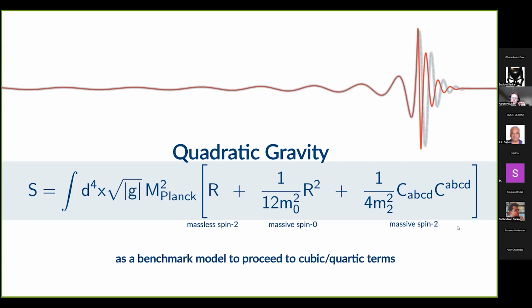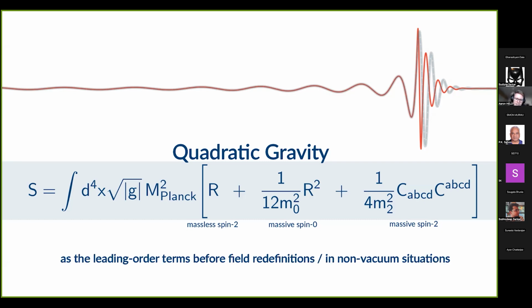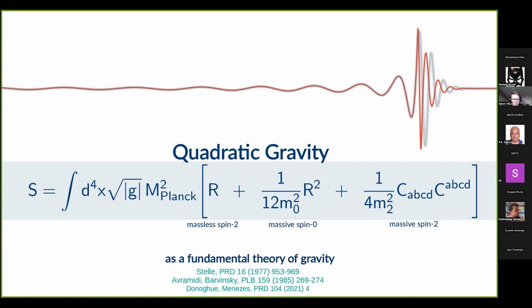You can think of this whole thing as a benchmark model to then proceed to cubic and quartic terms. You can think of it as preparing for non-vacuum simulations, so for neutron star binaries, because then we surely cannot perform the field redefinitions. Or you can think of it as a fundamental theory, in which case, of course, you have to, at some point, worry about the ghost.